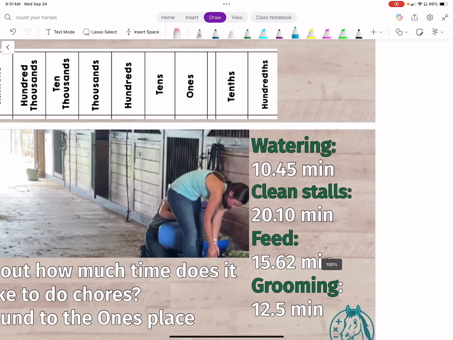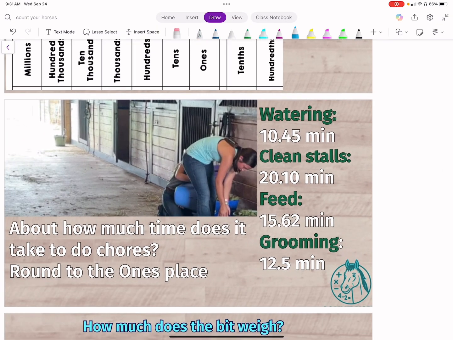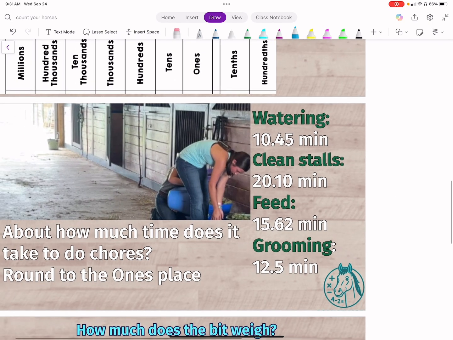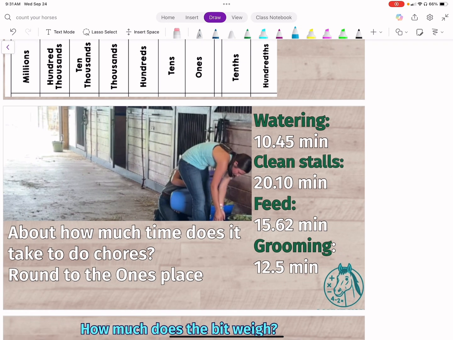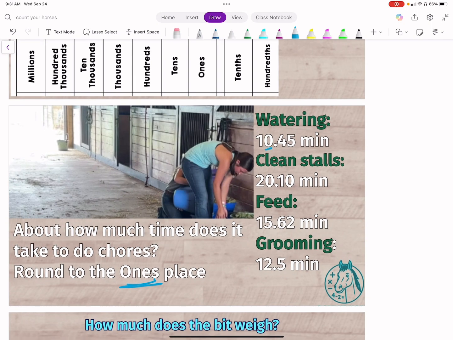Let's put this in real life here. How much time does it take to do chores? Now, this is a rough estimate. That's the thing about rounding. Rounding is just an estimate, an about. So let's say that watering takes about 10 minutes. We're going to round to the ones place again. If watering takes 10 minutes, I have to find my ones and look to the right. It's going to be 10 and 45 hundredths, but we're going to round it to just 10 minutes.